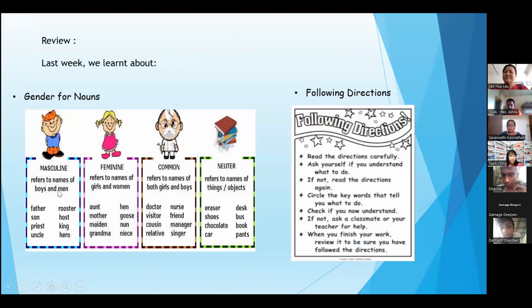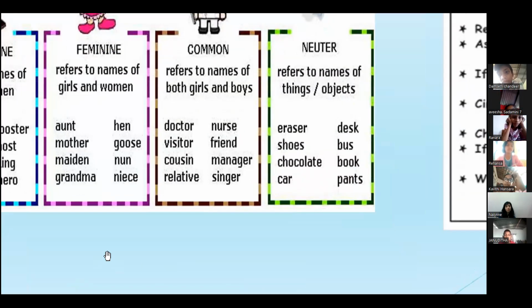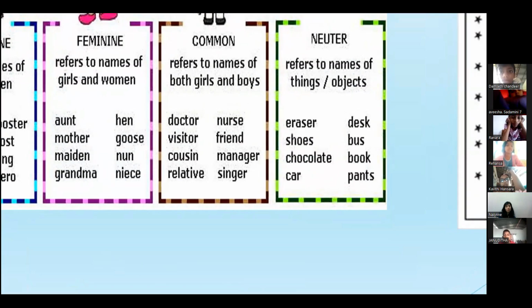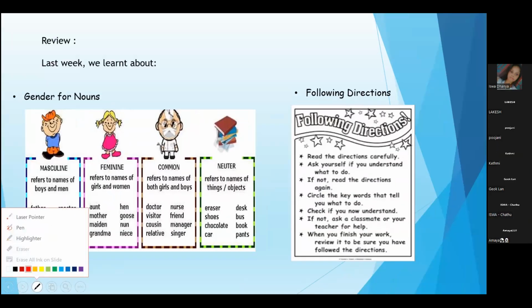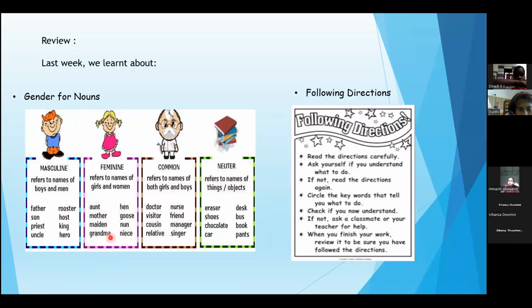Last week we learned all about gender, nouns. We learned about the masculine gender, the male, the feminine gender, female, common gender, and neuter gender, right? And so we have learned the names for masculine gender, like dad, uncle, father, son, hero, king. And feminine gender, we learned names like aunt, mother, grandma.